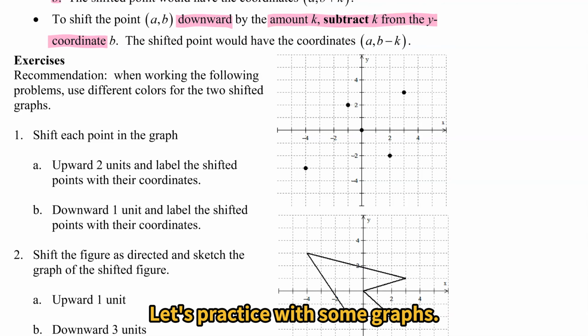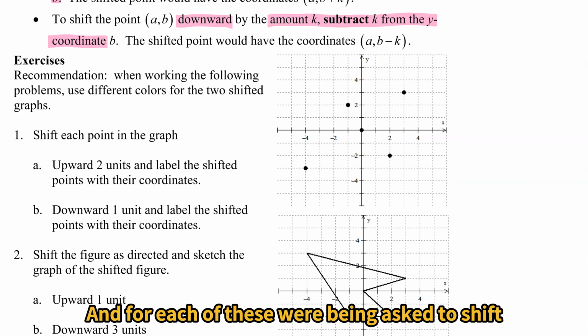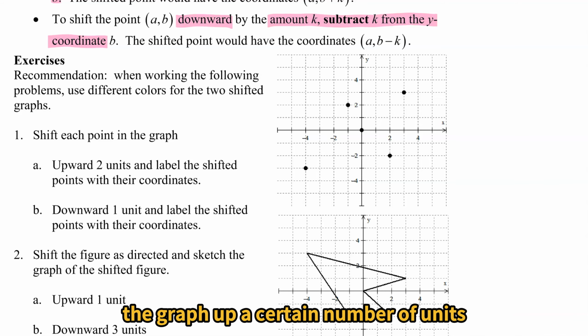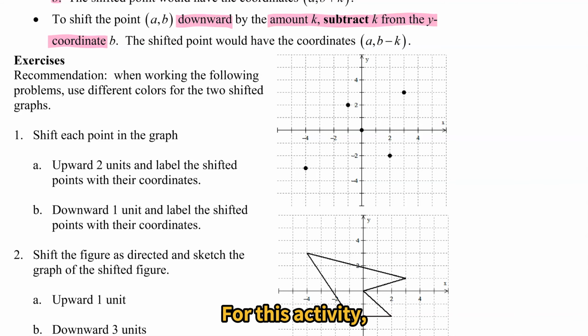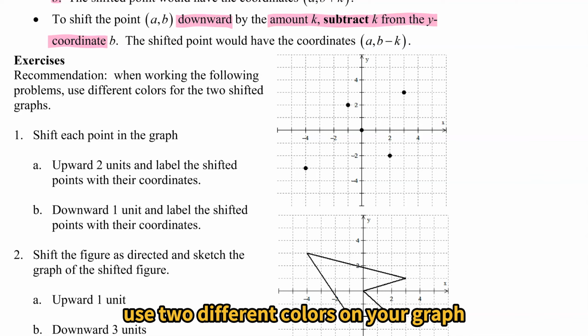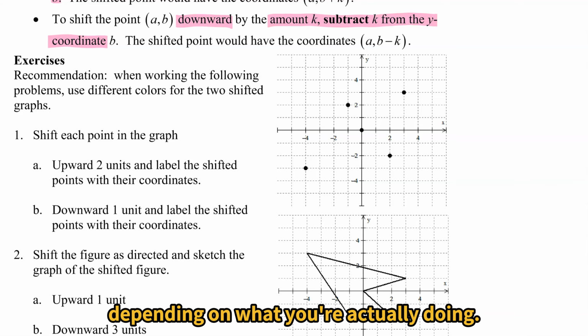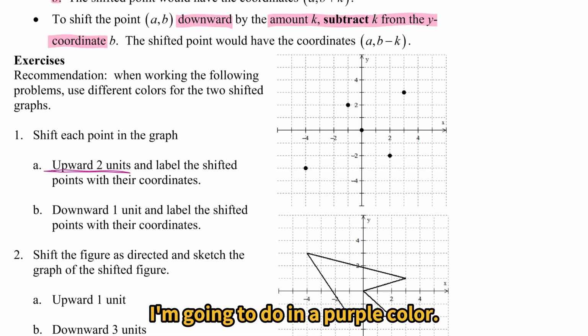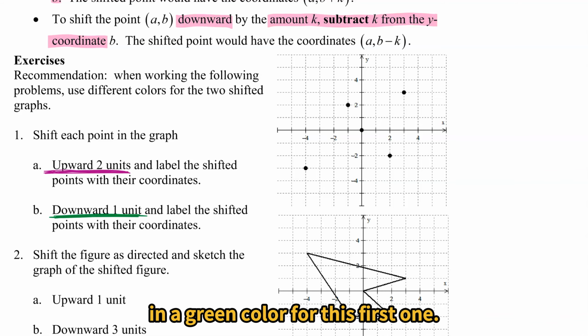Let's practice with some graphs. We have some points, we have a figure, and we have a function. For each of these, we're being asked to shift the graph up a certain number of units and down a certain number of units. For this activity, use two different colors on your graph so you can see the result depending on what you're actually doing. For example, upward 2 units I'm going to do in a purple color, and downward 1 unit I'm going to do in a green color for this first one.